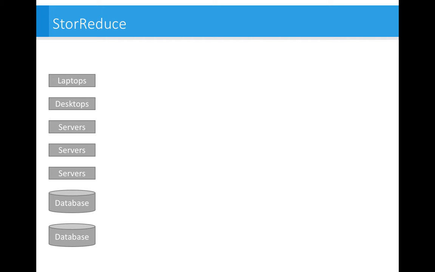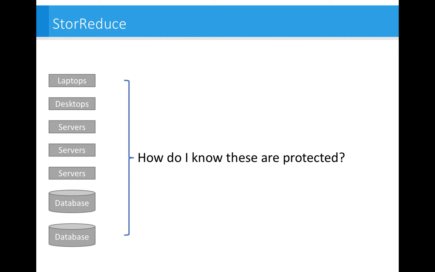These systems probably have virus scanners and malware detection systems running on them. You have firewalls and network intrusion systems protecting your network. But there are thousands of systems inside your network. How do you know your defenses are all working? How do you know that you are protected?